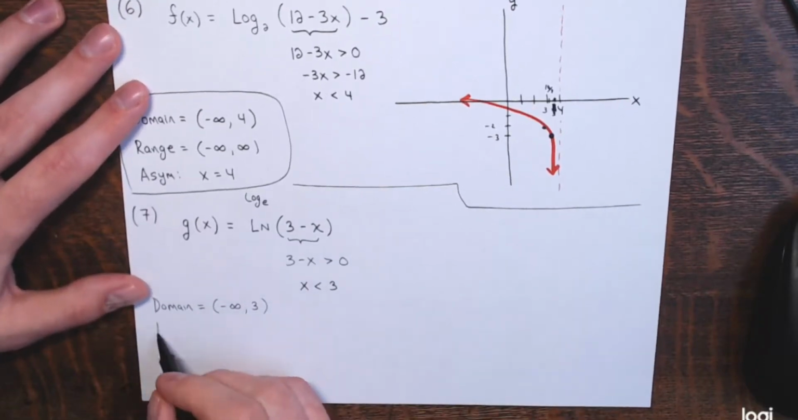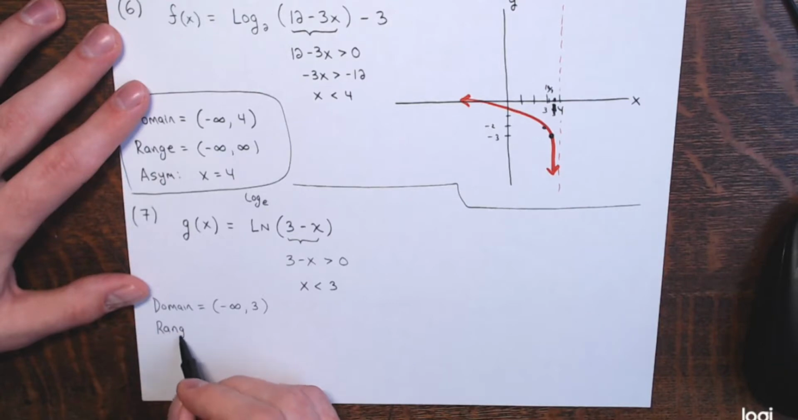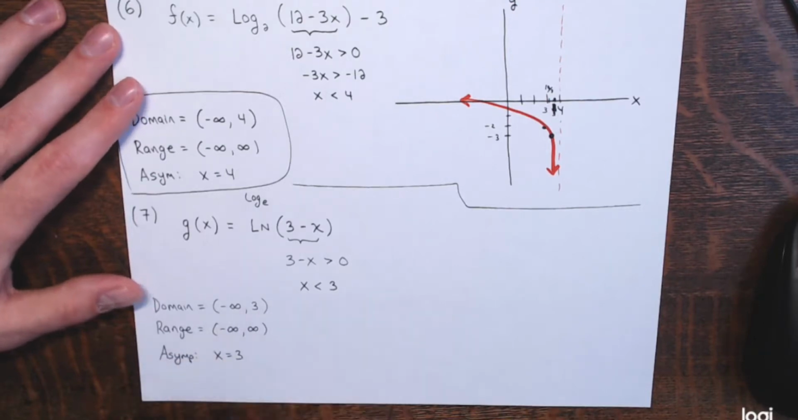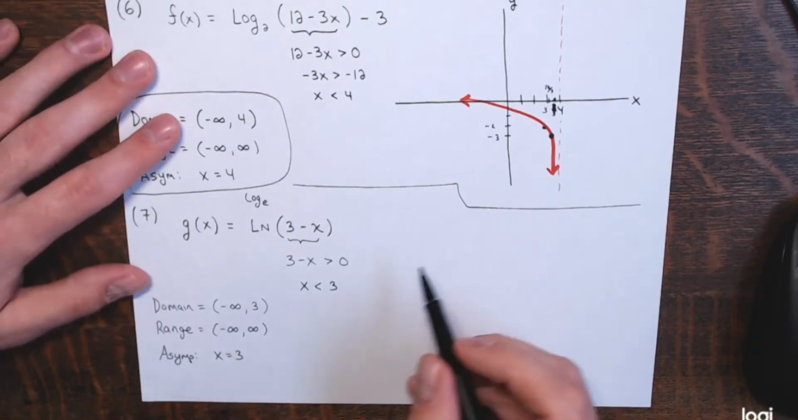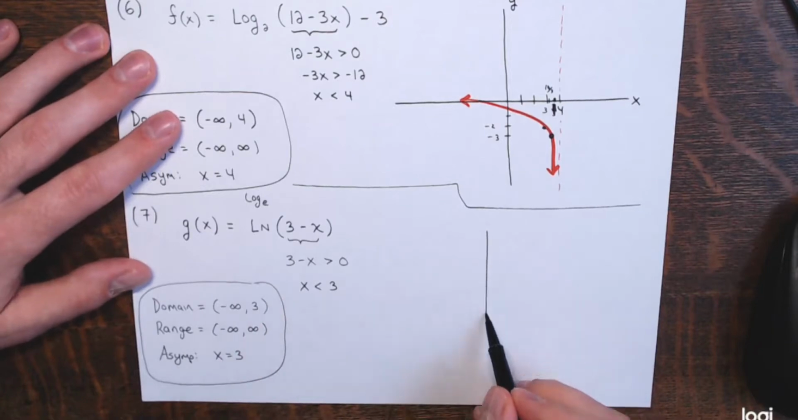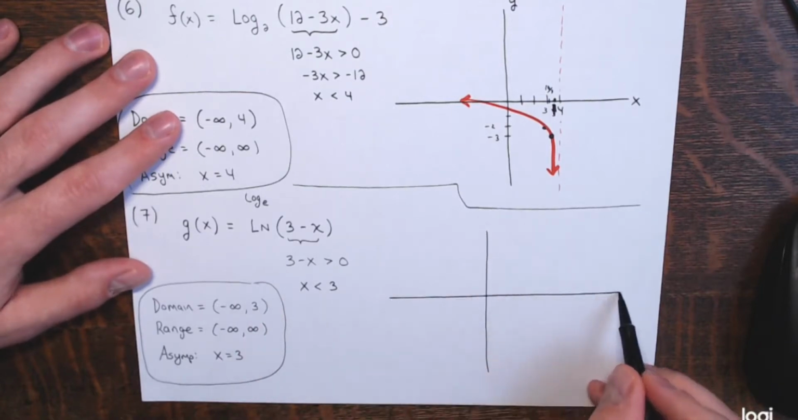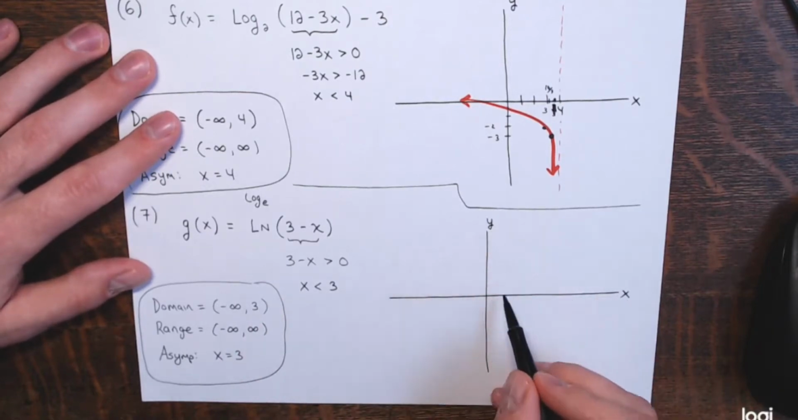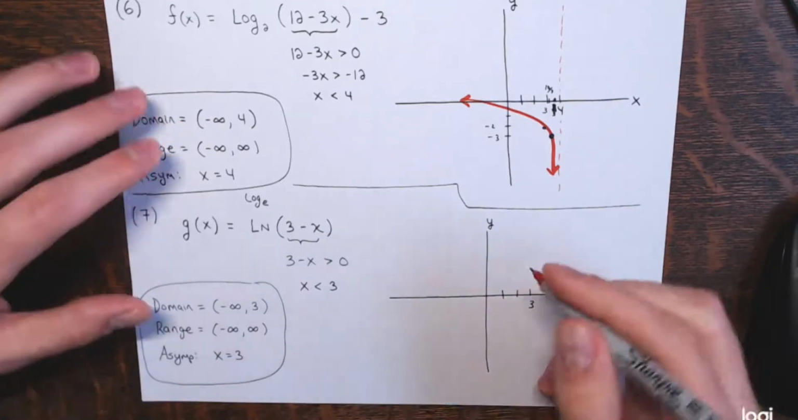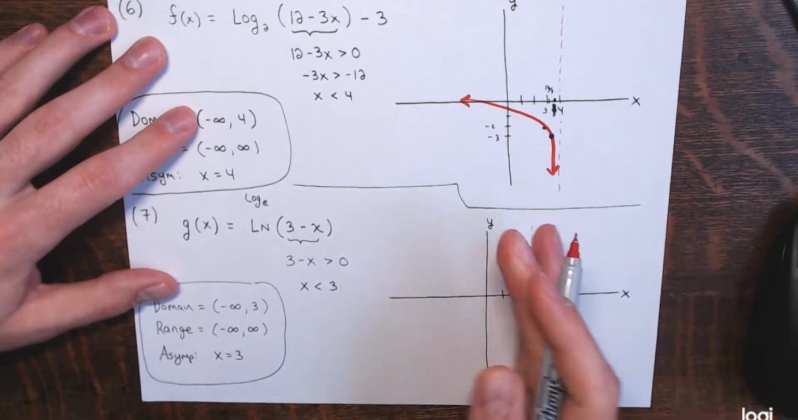Range is all real numbers. That's the case for all these logarithmic functions. And the vertical asymptote is at x equals 3. We use everything less than 3 in the domain. So that's what they wanted. Very quick. And a quick sketch. So 1, 2, 3. There's an asymptote there, and then the rest of the graph is going to be to the left of this.